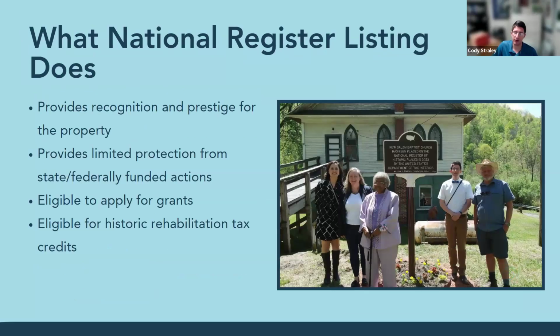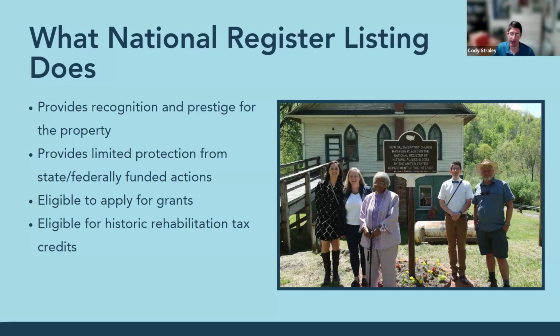All right, so there are some misconceptions about what National Register listing does and doesn't mean for one's property. And here are a few things that listing does mean. Putting a property on the National Register can provide some prestige and recognition for a property. It's kind of an honorary designation. It offers limited protection from projects that are funded by the government, like road construction, bridge replacements, coal mining permits.